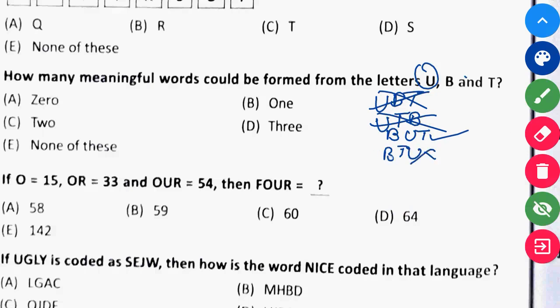Then I will take B: BUT has meaning, BTU has no meaning. Now T will come first: TUB has meaning, TBU has no meaning. So only two meaningful words are formed. So our answer is 2.